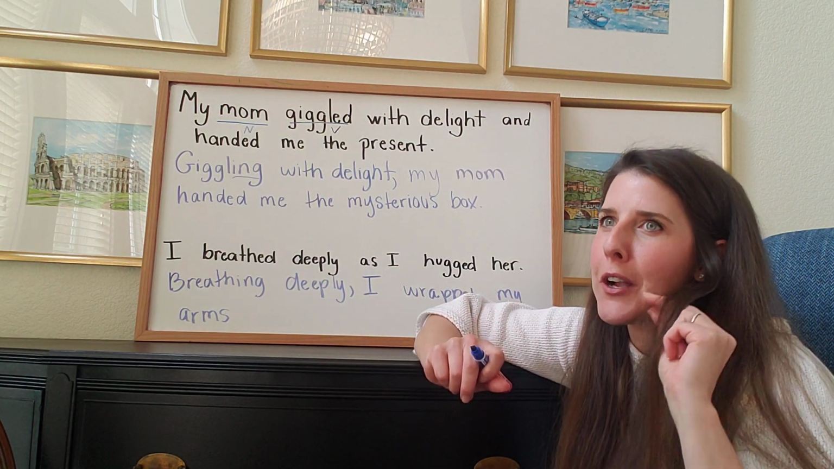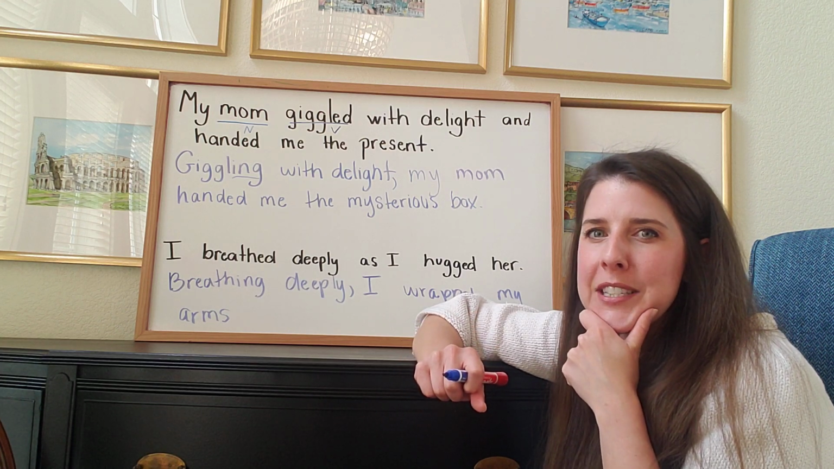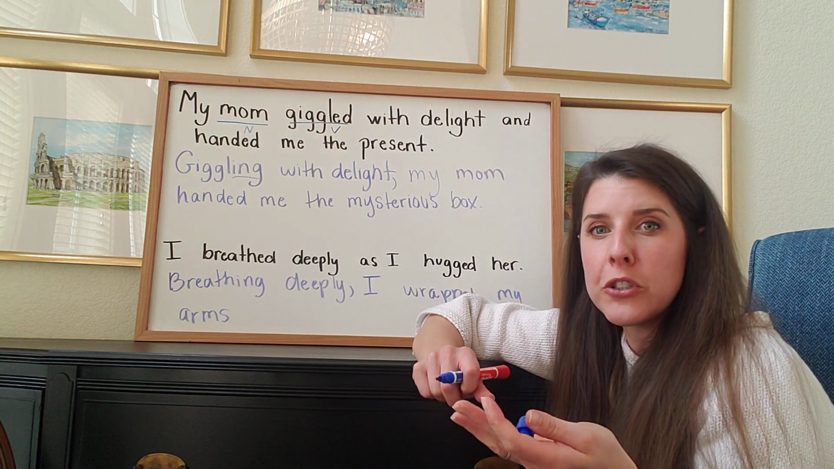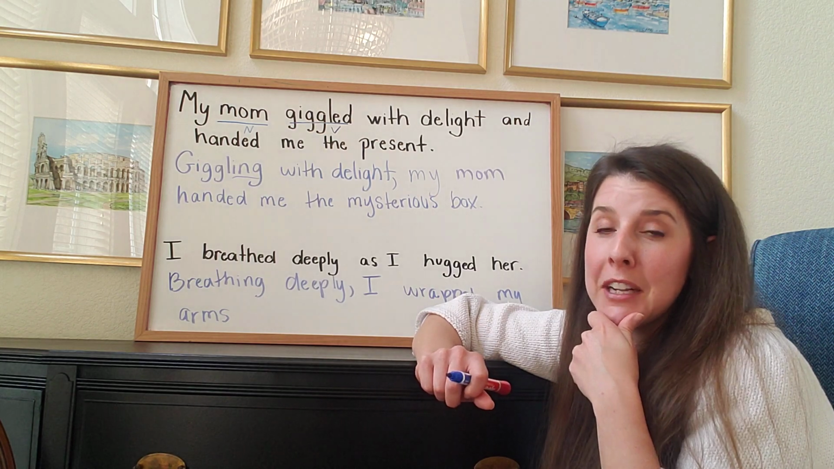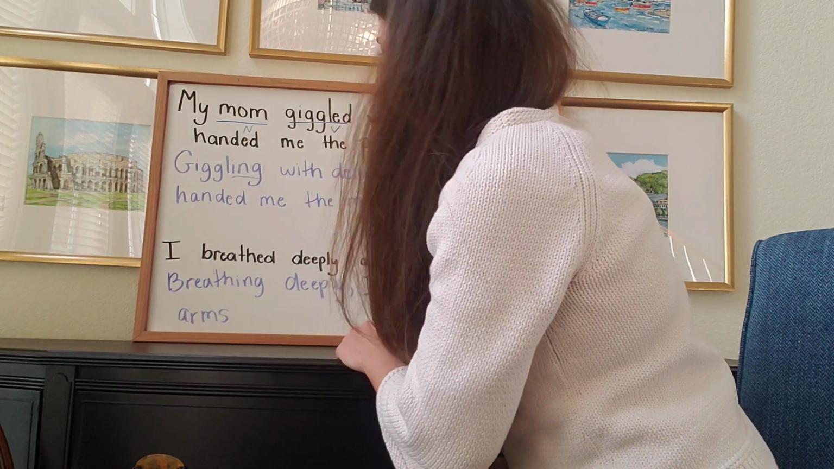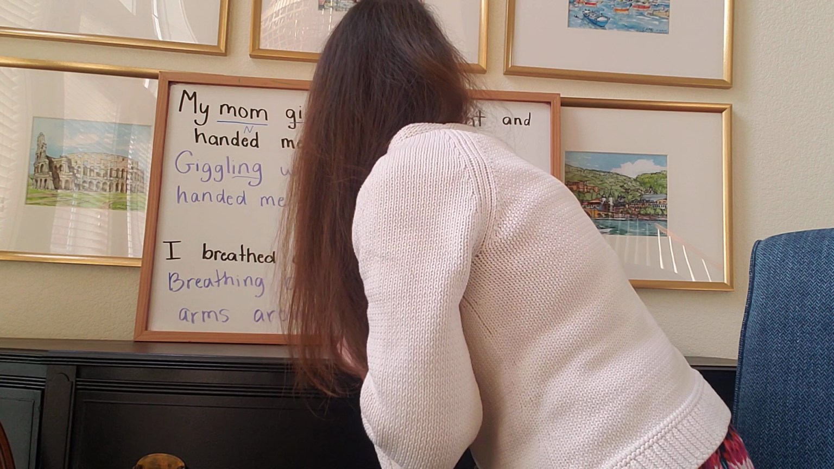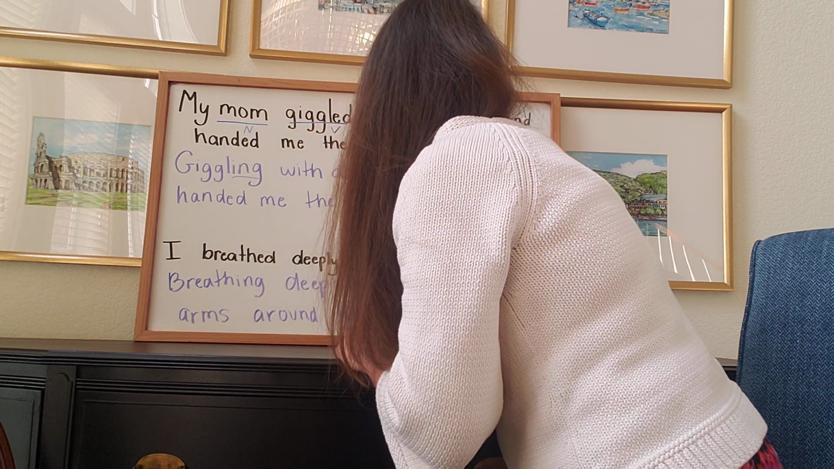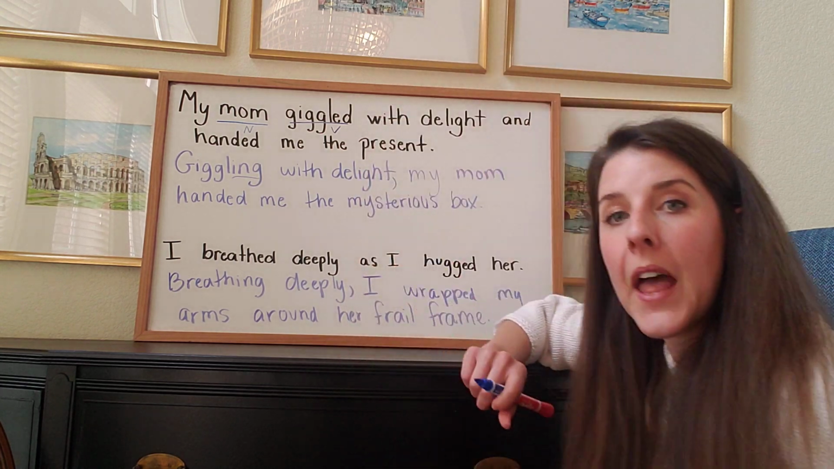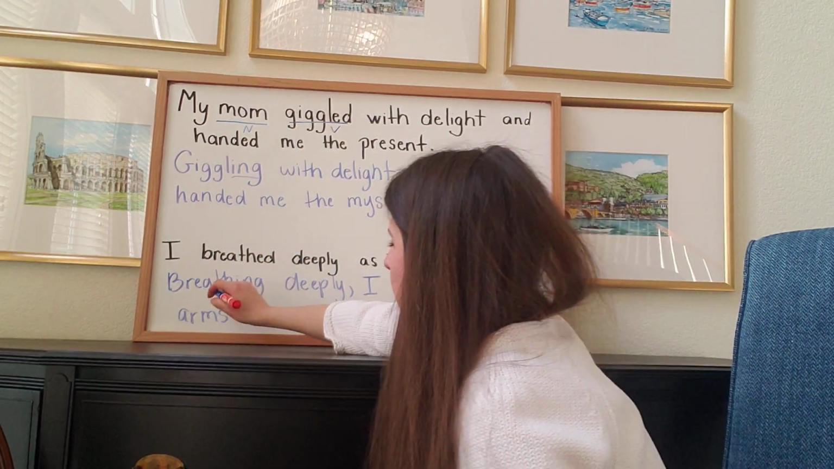Whenever I think about my grandma, she's older. And sometimes when we think about someone who's older, we say that they're frail. So I want to say something about her being frail. I could say her frail shoulders, but this is also an opportunity where maybe I could do a little alliteration. So I'm going to say her frail frame. I wrapped my arms around her frail frame. So I've started with my verb here.